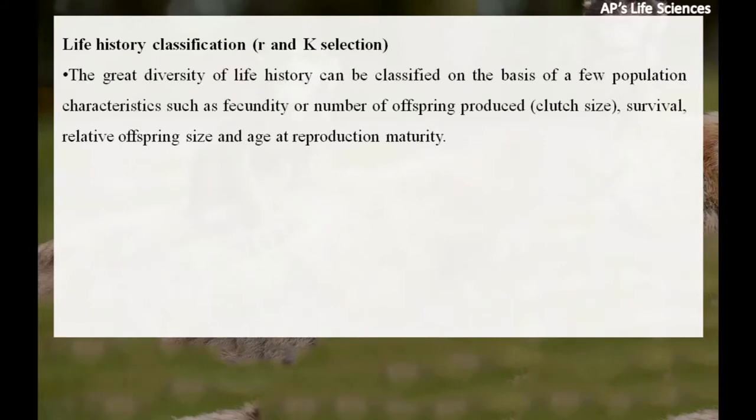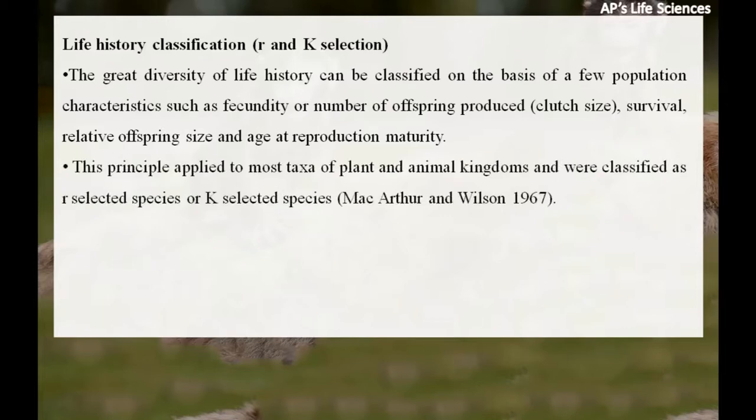So, the great diversity of the life history can be classified on the basis of a few population characteristics, which I have already explained in the previous slide. That is, fecundity or number of offspring produced, which is also known as clutch size, survival of the individuals, relative offspring size, and age at reproductive maturity. This principle applied to most taxa of the plant and animal kingdom, and species were classified as R-selected or K-selected species, which is based on the concept of MacArthur and Wilson, 1967.